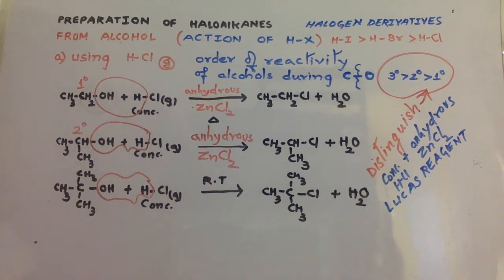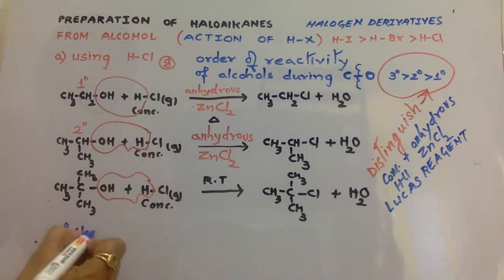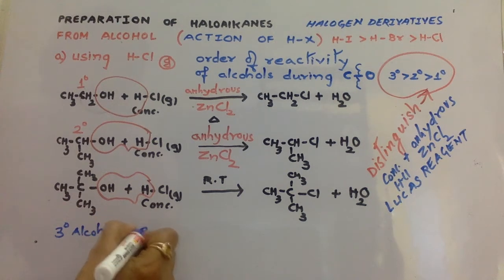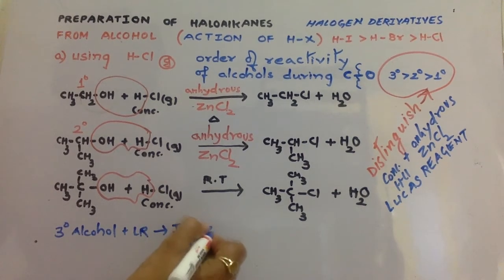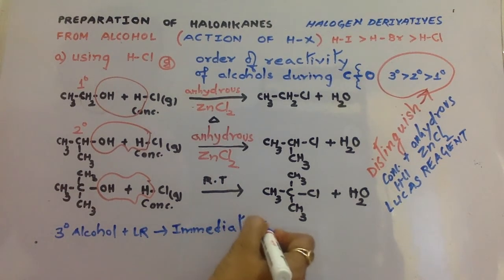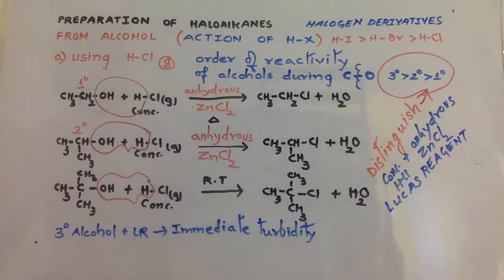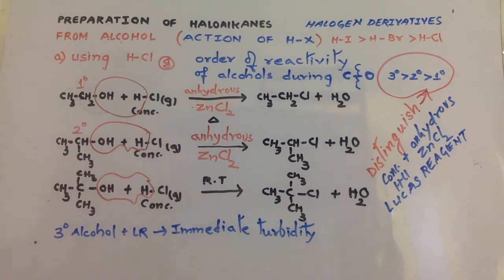When I treat a 3-degree alcohol with Lucas reagent, then I get immediate turbidity. Turbidity means precipitate, unclear solution. Because when tertiary alcohol is treated with Lucas reagent, then immediately a tertiary alkyl chloride is obtained, which gives immediate turbidity in the test tube.